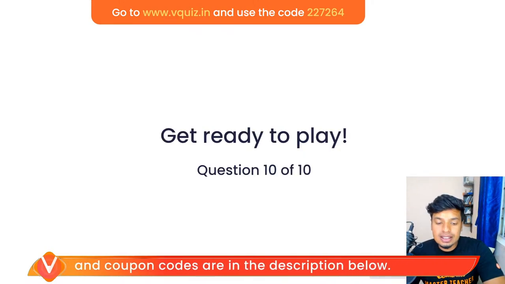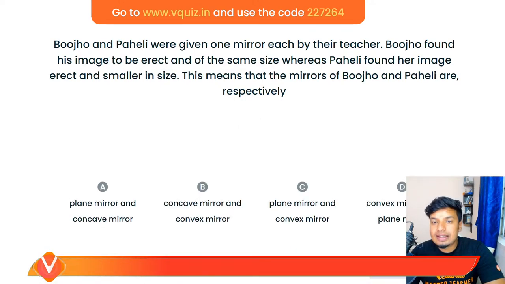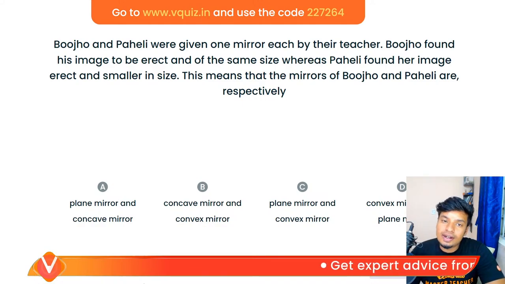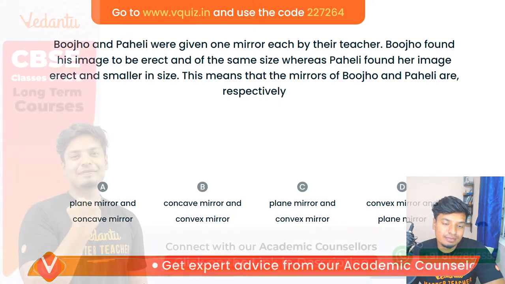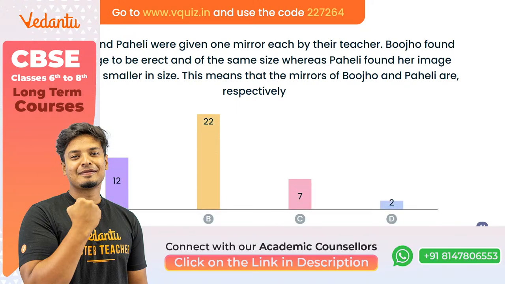One last question on your screen, guys. Come on. Bhuju and Pehli were given one mirror each by the teacher. Bhuju found his image to be erect and the same size, whereas Pehli found her image to be erect and smaller. This means the mirrors of Bhuju and Pehli are what? Come on, simple, guys. I am still here, so give me your right answers. So Bhuju's image is erect and the same size. That is a plane mirror. Pehli's image is smaller in size. That means it is a convex mirror. Guys, a convex mirror gives you a small and erect image.